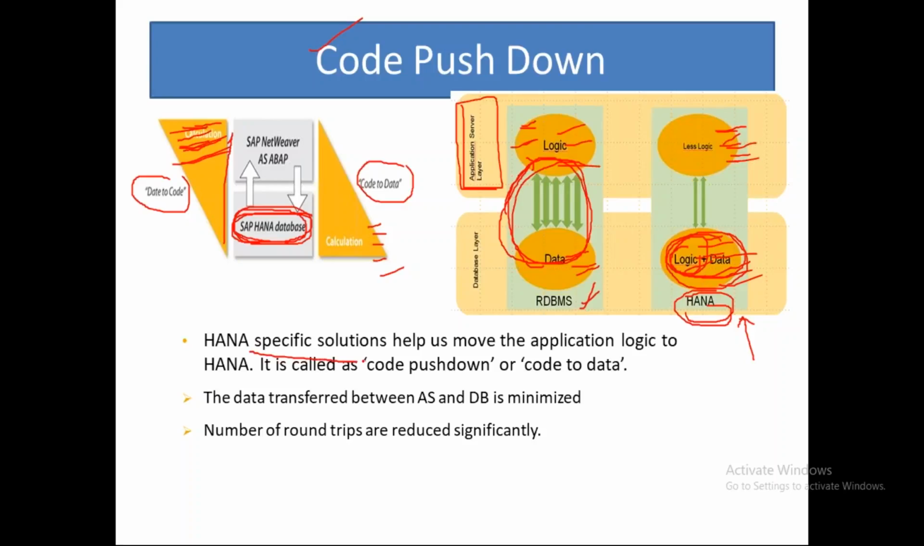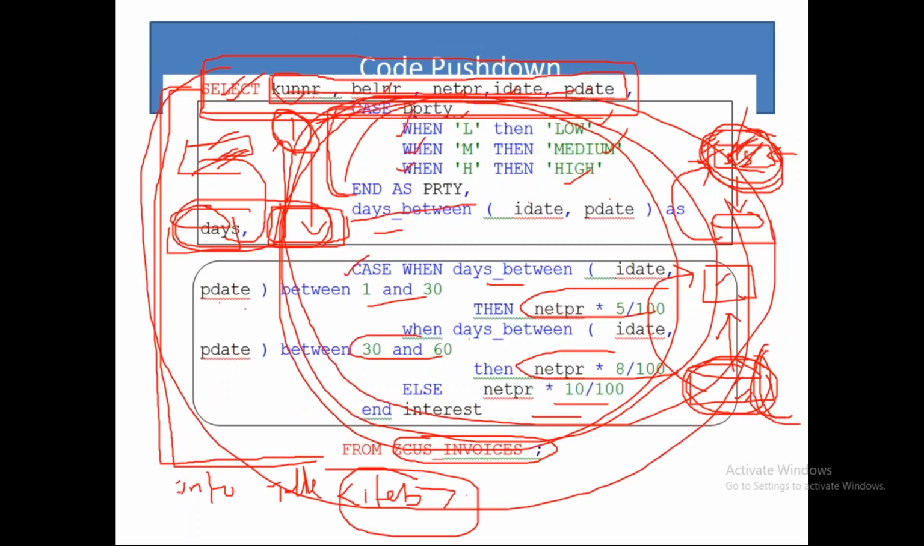That's how the HANA-specific solution helps us move the application logic to HANA. It is called code push down. The data transfer between the application and database is minimized. The number of round trips is reduced. This is code to data. You are coding directly on the data. You can remember it like that: code to data. This is a programming level change. Now we are going to write this kind of programs as ABAPers.